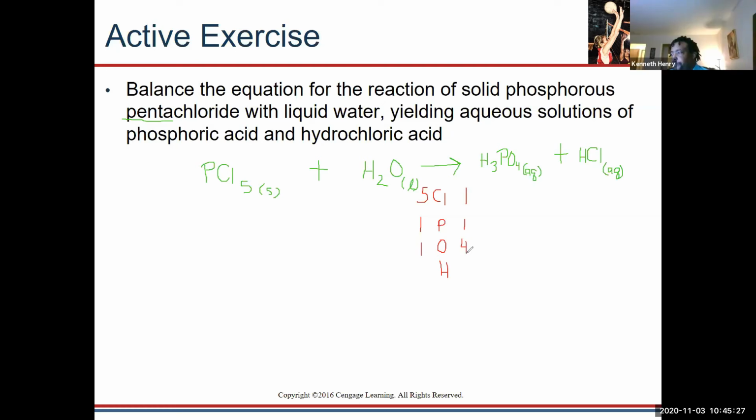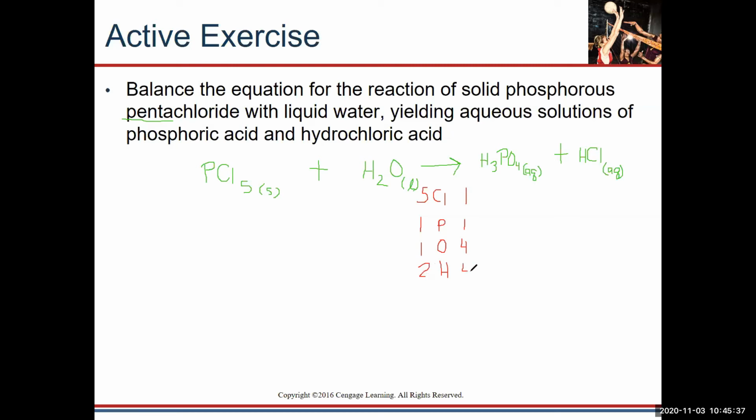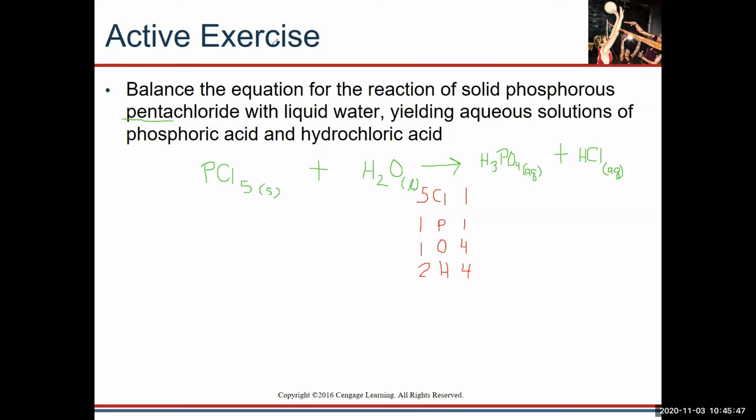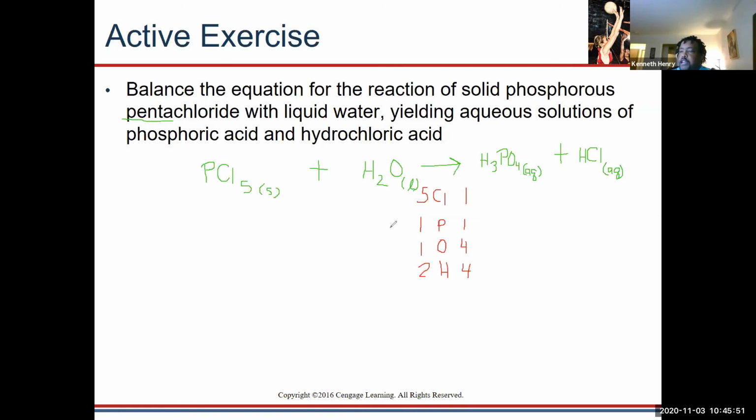How many hydrogens do I have on the reactant side? 2. On the product side, 4. Okay, is it balanced? No. How do I balance it? Multiplying by a number. Okay, what number am I going to be multiplying by?